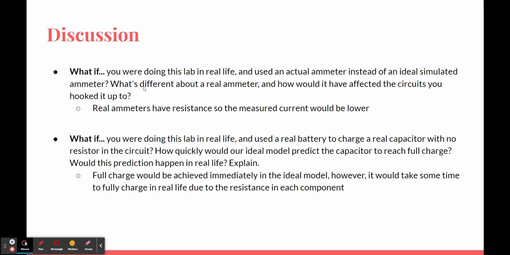What if you were doing this in real life and you used an actual ammeter instead of an ideal simulated one? What's the difference, and how would that affect the circuits? Real ammeters have resistance, so the measured current would be lower.